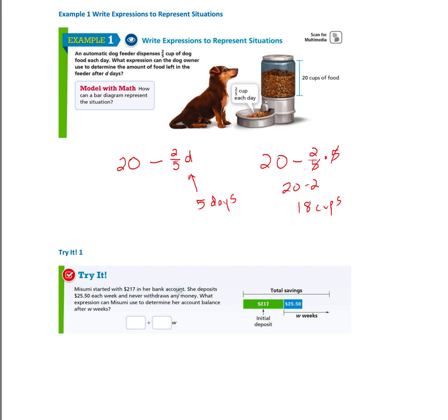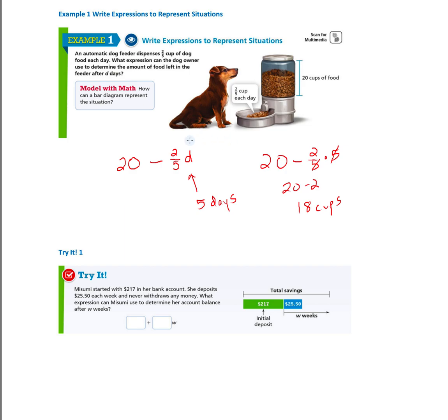Masumi starts with $217 in the bank account. Key thing is it's starting with that, so your expression is going to start with 217. And then she deposits $25.50 each week. So the dollar amount there is being deposited. That means it is putting it into the bank account, not taking it out.